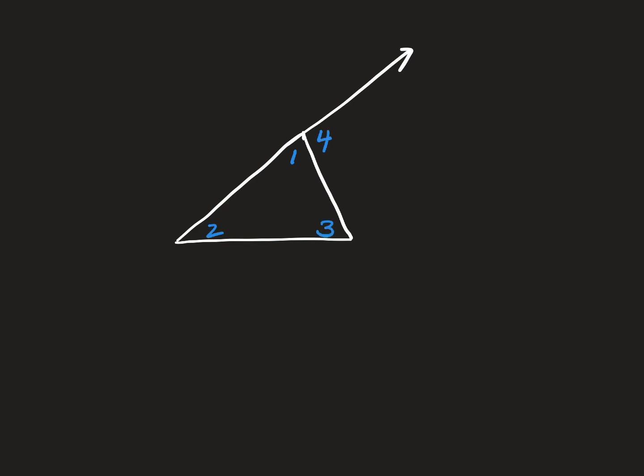Okay, so the last part we need to talk about here in 4.1 is exterior angles of triangles. So let's say I have a triangle, but then I have a line that extends from that triangle. I'm going to number my angles 1, 2, 3, and 4. In this case, 4 would be considered an exterior angle of the triangle, because it's on the outside of it.